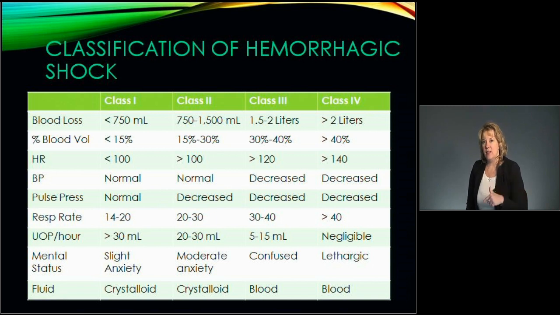It's not until they get to class 3, where they have lost 2 liters of volume, that we start to see the compensatory mechanisms start to fail. So now their heart rate is significantly elevated, pulse pressure is narrow, systolic pressure is compromised, and their respiratory rate is significantly elevated.